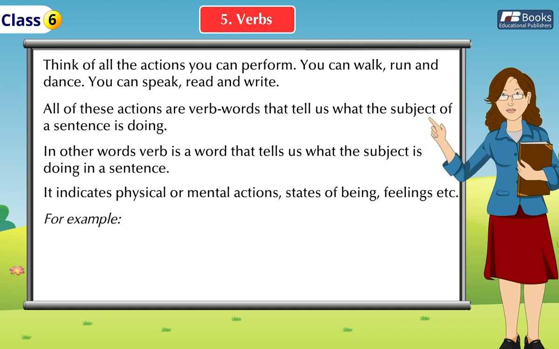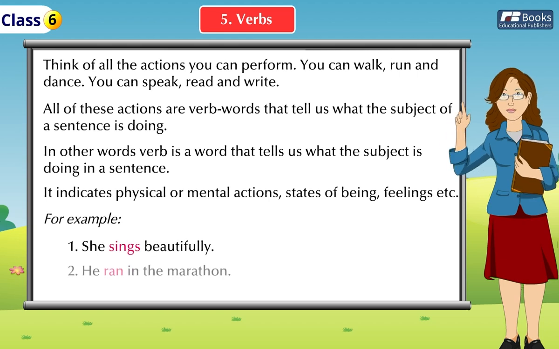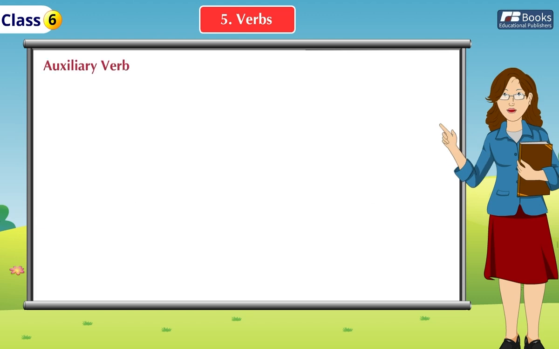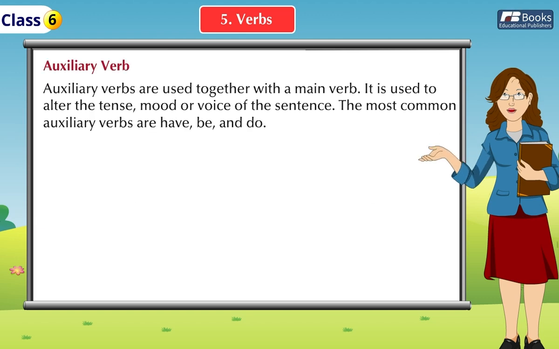For example, 1. She sings beautifully. 2. He ran in the marathon. Auxiliary verb. Auxiliary verbs are used together with the main verb. They are used to alter the tense, mood, or voice of the sentence. The most common auxiliary verbs are have, be, and do.